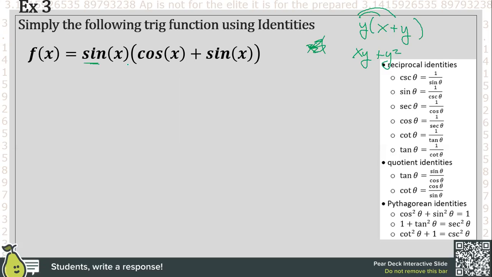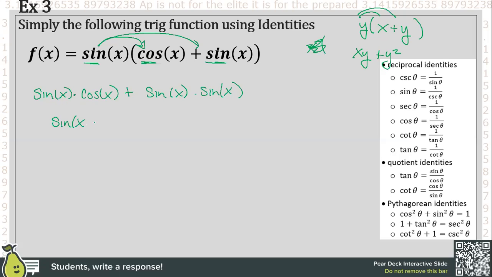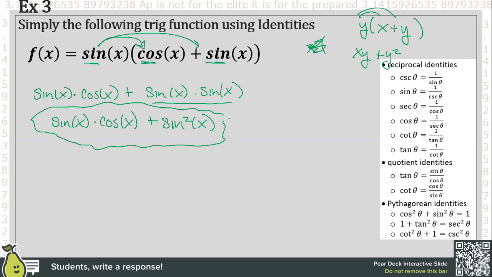These are already in sines and cosines. So all I have to do is distribute. So it would be sine x times cosine x. And then if I distribute the cosine to this one right here, this would be sine x times sine x. Okay, now we're going to see if I can combine any like terms. So sine and cosine are not like terms, so it's going to be sine of x times cosine of x. But sine times sine, those are indeed like terms. So that's going to give me a sine squared of x. So this right here would be my solution.